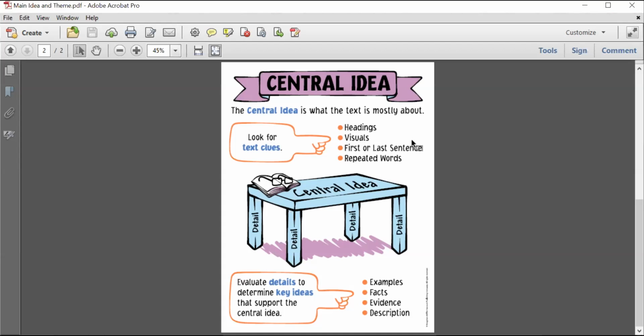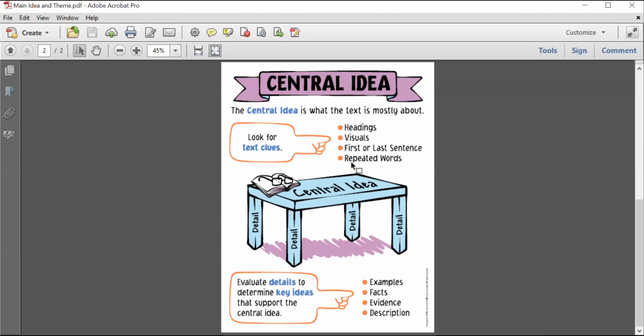Sometimes the first or last sentence in a book will be a huge clue, okay? Now, sometimes with the last sentence, it may give away the entire story. So make sure when you're writing the central idea that you're not giving away the entire end. And also, like the other anchor chart said, the last sentence of a story could be the theme. And you do not want to get those mixed up, okay?